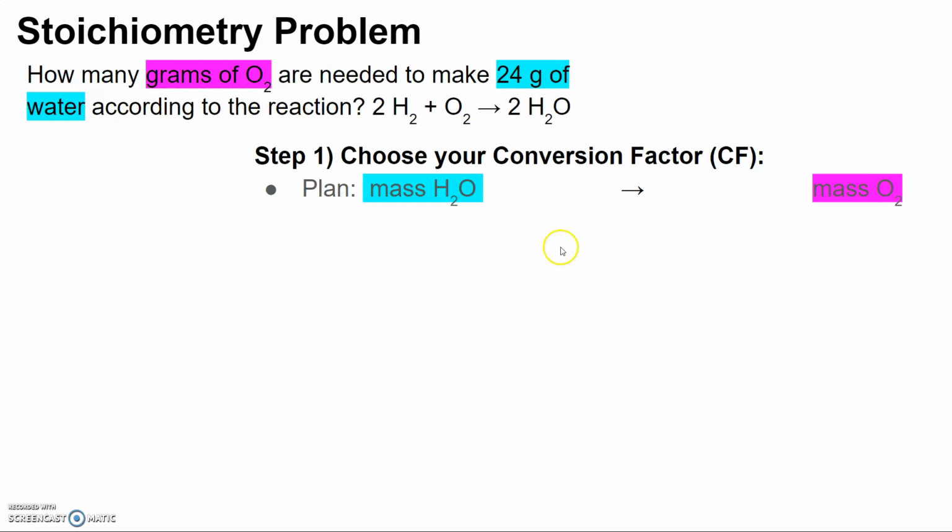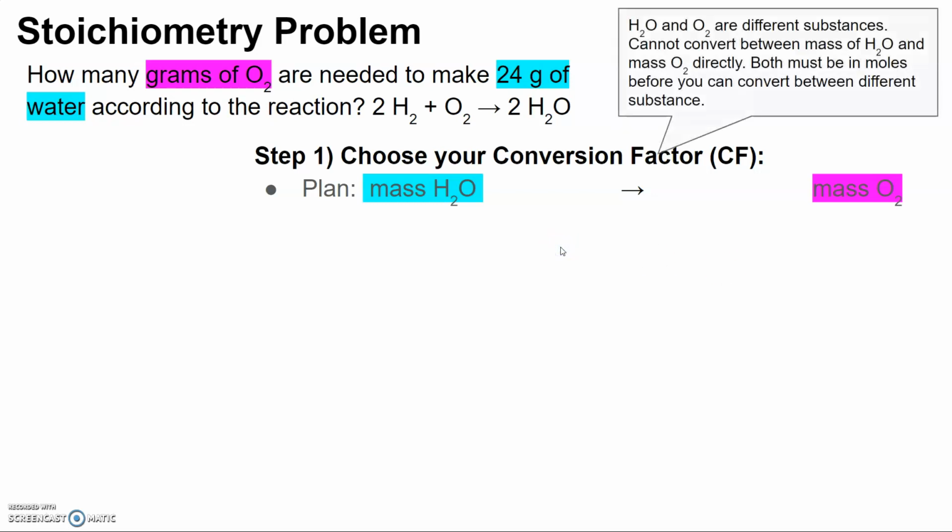In order for us to convert between different substances, they both must be in moles. So the first thing we have to do is convert from mass of H2O to moles of H2O. And then we can convert from moles of H2O to moles of O2 because they're both in moles, even though they're different substances. So we can use our mole ratio to convert. Once we have our moles of O2, we're not done because we want our answer to be in grams or mass of O2. So then we would convert from moles of O2 to mass of O2.